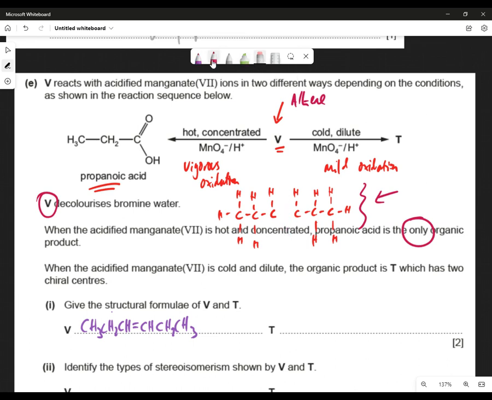Let's get rid of that. T is going to put an OH on either side of the double bond. So T is going to be CH3, CH2, CH, OH, CH, OH, CH2, CH3. Okay, maybe this is the one that Bodyburner was having a problem with. I don't know. All right, but we'll see. All right. So there's that.